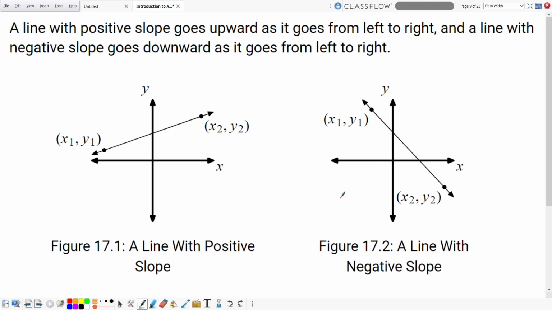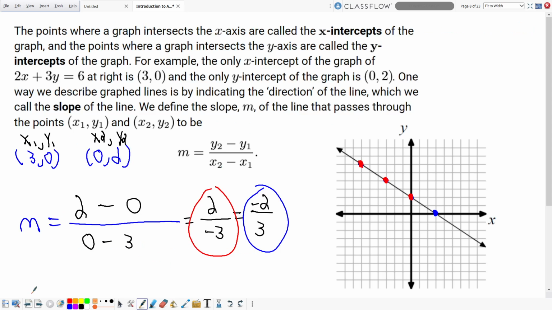If you have a positive slope, your line should be going upwards if you're looking at it from left to right. And if you have a negative slope, it should be going downwards if you look at it from left to right. You can see the examples, the positive slope on the left, negative slope on the right. And even if we go back to this problem where we calculated the slope, we can see the slope negative 2 over 3. Hey, that's a negative slope. And once you look at it, that line is going downward. It's because it's a negative slope.